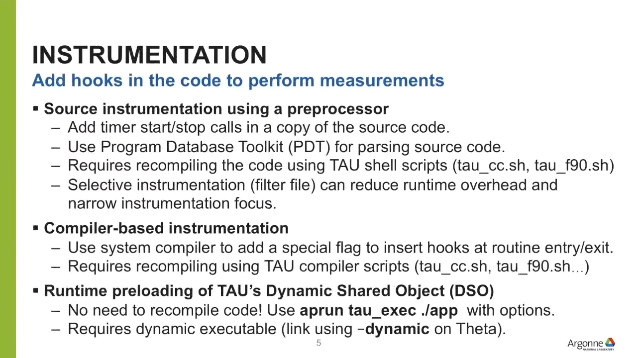So to get started, just some basics. With any performance evaluation, visualization tool, you need to add hooks in the code to perform these measurements, or the instrumentation phase. Now you can do this using a source preprocessor where a compiler script can substitute your regular compiler name, and scripts such as tau_cc.sh or tau_f90.sh can be used in place of ftn. We can also have a filter file, a selective instrumentation file that can narrow the focus of instrumentation so that you can reduce the runtime overhead or dilation and narrow the focus down to specific code regions that you're interested in. This uses a toolkit called the Program Database Toolkit or PDT for parsing the source code.